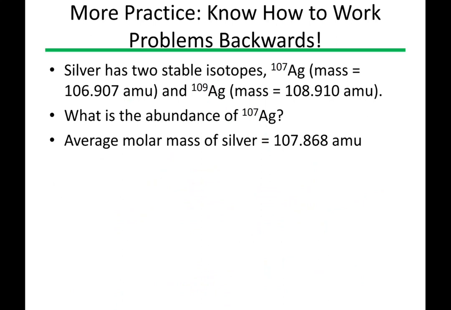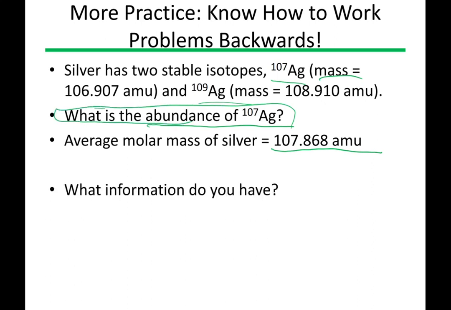So if we wanted to find the abundance of one particular isotope given some information, we can look at this type of problem. So say we have silver, and we know that it has two stable isotopes, and we know the mass of those two isotopes. And let's say we also know the average molar mass from the periodic table. This question is asking us, what is the abundance of silver 107?